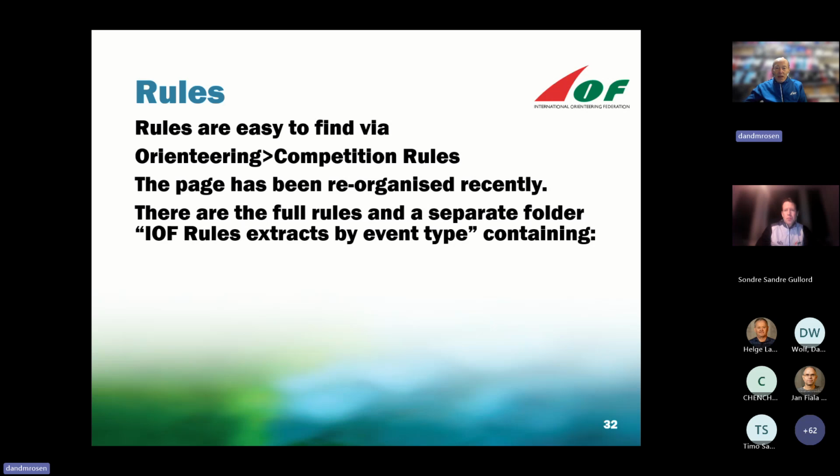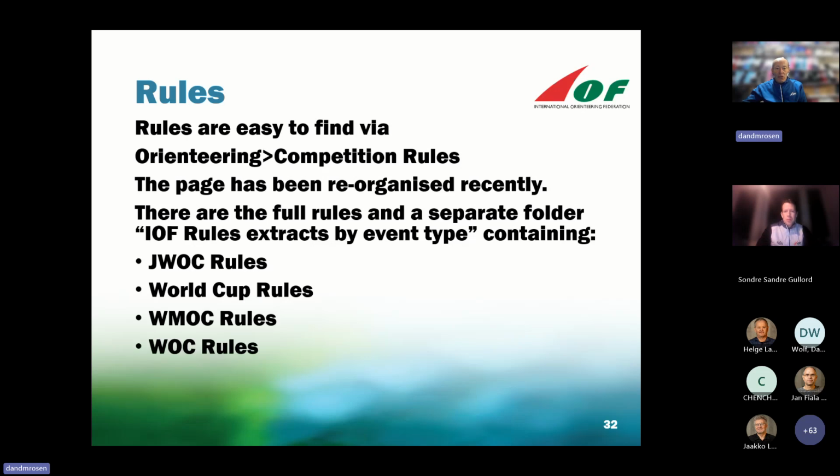There is the full rules, and then a separate folder, IOF Rules Extracts by Event Type, which contain the rules for each of these types of major event: JWOC, World Cup, World Masters, World Championships, and World Ranking events. So note that there is actually only one master document, that's the full rules, and these extracts are, as it says, just extracts, and therefore you will find in those extracts that there are missing numbers for rules which don't apply to that particular type of event. But we hope that those extracts are more useful if you're just doing a world ranking event, you're really not interested in the rules for the World Championships.